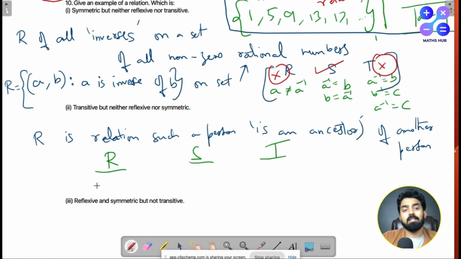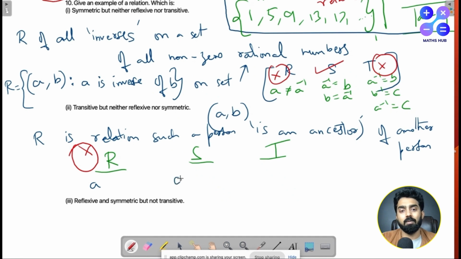So for it to be reflexive, if there are two people A and B, and A is an ancestor of B, right? That's the relation we're talking about, right? Will A be an ancestor of themselves? No, A cannot be an ancestor of themselves. So the relation cannot be reflexive. Every element will not have a relationship with itself, right? So it will not be reflexive. A cannot be an ancestor of themselves.